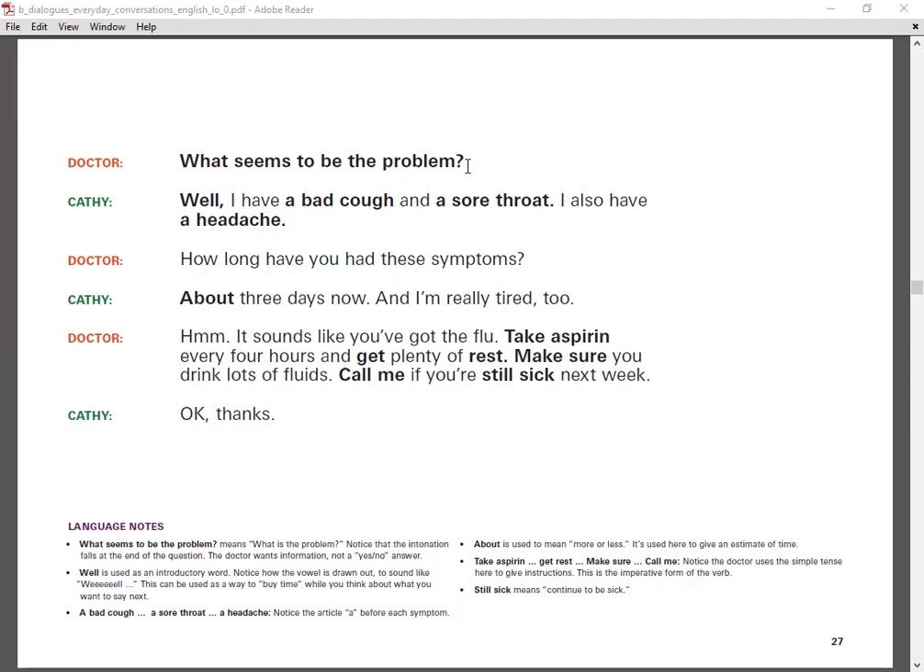What seems to be the problem? Well, I have a bad cough and a sore throat. I also have a headache. How long have you had these symptoms? About 3 days now. And I'm really tired too. It sounds like you've got the flu. Take aspirin every 4 hours and get plenty of rest. Make sure you drink lots of fluids. Call me if you're still sick next week. Okay, thanks. So this is the way that we hold the conversation when we go to the doctor.